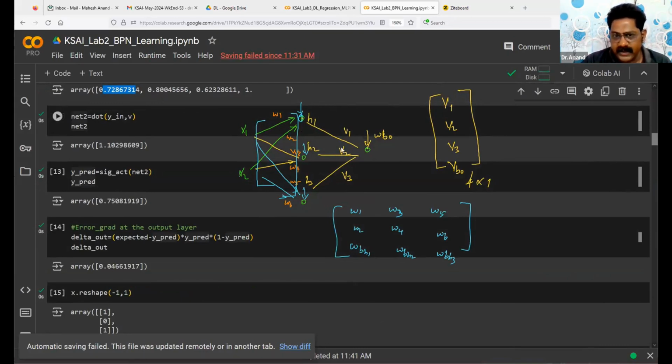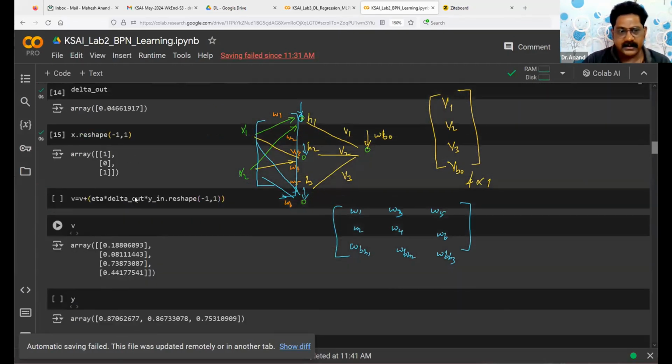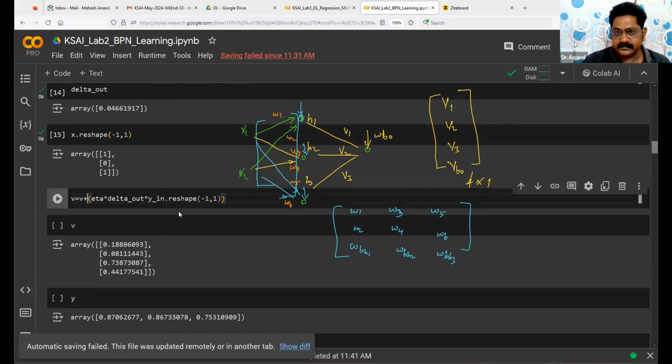To update V1, V2, V3, as well as the V bias, we require these values. So I need to reshape this to a column vector. That is why I do this: Y in dot reshape, which converts it to a column vector. Using delta O, we are updating the V matrix. So the vectorized representation of this calculation goes like this.